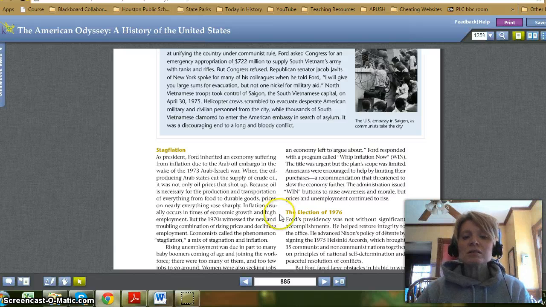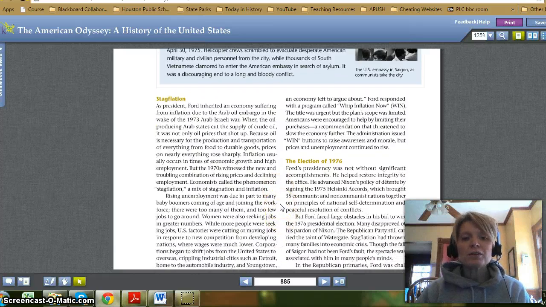Inflation usually occurs in times of economic growth and high employment, but the 1970s witnessed the new and troubling combination of rising prices and declining employment. Economists call the phenomenon stagflation, a mix of stagnation and inflation. Rising unemployment was due in part to many baby boomers coming of age and joining the workforce. There were too many of them and too few jobs to go around. Women were also seeking jobs in greater numbers.